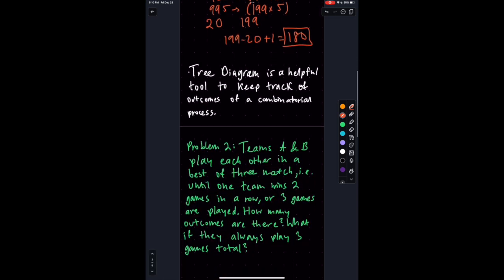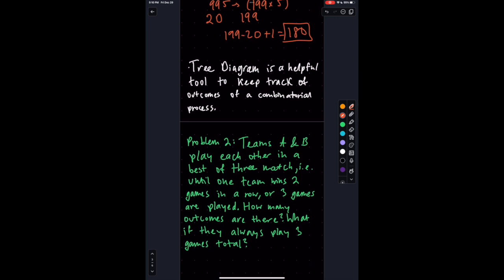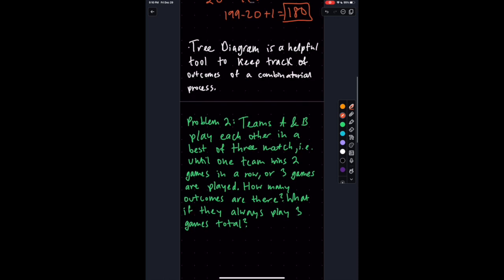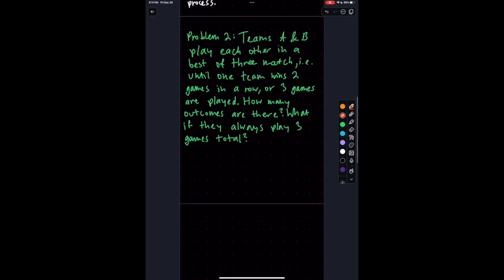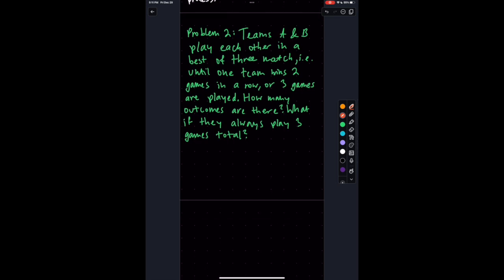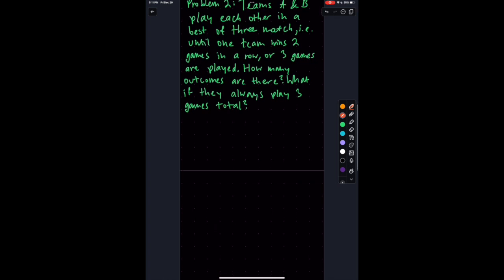Something else we can do is use a tree diagram. What that is, it's a helpful tool to keep track of outcomes of a combinatorial process. We can use that for problem number 2 here. Teams A and B play each other in a best of 3 match. What that means is they play until one team wins 2 games in a row or 3 games are played total. So the questions are, how many outcomes are there, and what if they always play 3 games total?